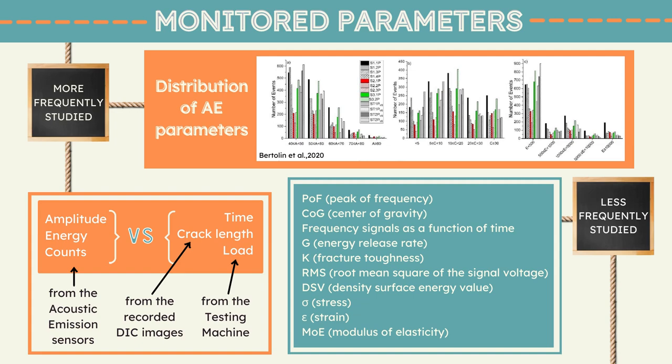Among the parameters less frequently studied, there are the frequency characteristics. The frequency domain, in fact, is less frequently explored than the time domain. These are peak of frequency, center of gravity, and the frequency signals as a function of time. Other parameters such as energy release rate, fracture thickness, root mean square of the signal voltage, and density surface energy value have been investigated less frequently but have been proved to be useful for a better understanding of propagation characteristics of acoustic emission signals. In addition, stress and strain and modulus of elasticity were also evaluated.